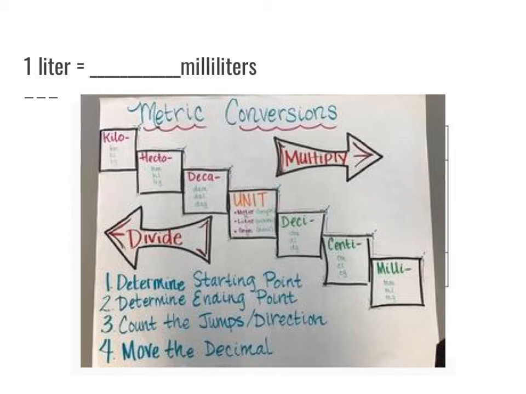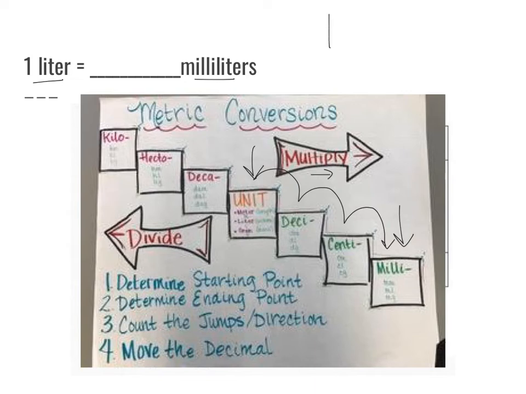Here's another example. We are converting 1 liter to milliliters. We want to know how many milliliters are in 1 liter. Since liter is the unit, I know that my starting point is here, and I'm going to end at milliliters. So now I'm going to go from liters to milliliters, and I'll jump 1, 2, 3 jumps, and I went in the direction of multiplying.